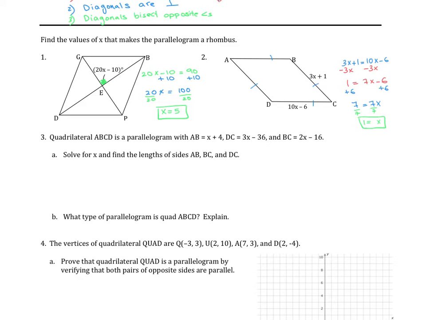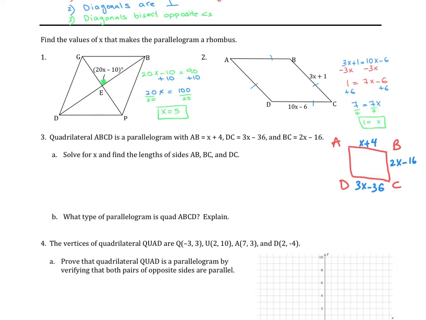So in number 3, if I know that the quadrilateral ABCD is a parallelogram, let me sketch it. It's always better to sketch because you can see it in front of you. So I know that ABCD is a parallelogram. Okay. Now, you know what? I should sketch it more like a rhombus because I know that this lesson is all about the rhombus. So I'm going to sketch one where it looks more like a diamond on the sides. Okay, there you go. So ABCD, where all sides look congruent. Now AB is x plus 4. DC is 3x minus 36. And BC is 2x minus 16. Now solve for x and find the length of sides AB, BC, and DC.